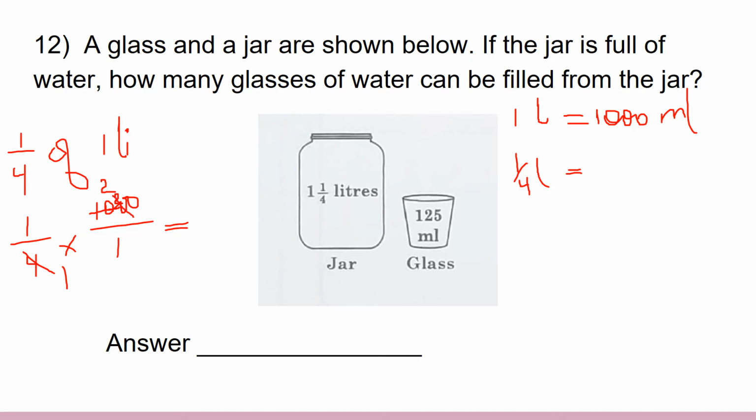4 can go into 20 5 times. 4 can go into 0 0 times. So I am getting 250 milliliters. Now, if that confused you, let me work it out like this.